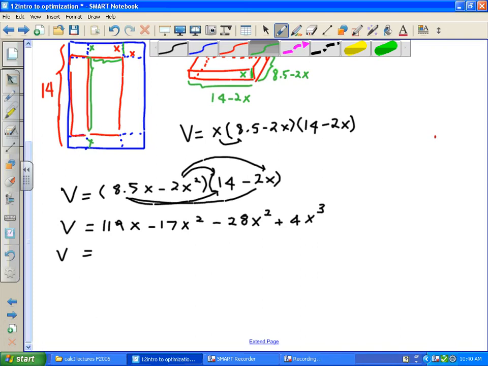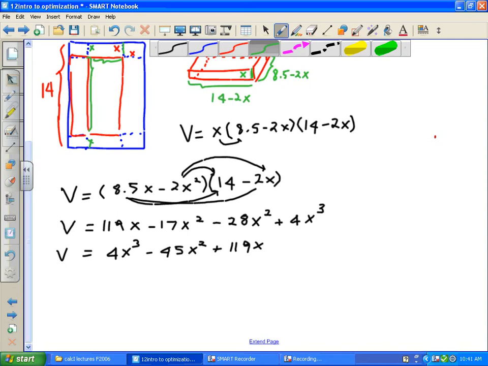Can we simplify the x squared terms a little bit? I'm going to also put the highest degree term first. That's 4x cubed. What do you get when you combine negative 17x squared minus 28x squared? Minus 45x squared. And the last one is plus 119x.